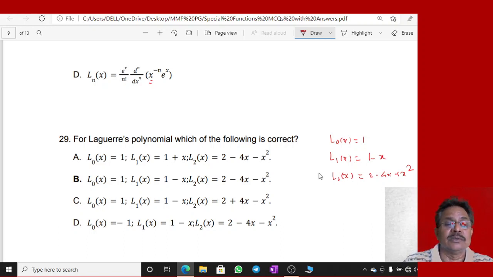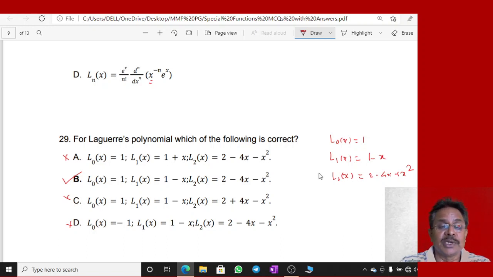And in the other options, I have made something here: it is a plus sign, then a change of the sign here is plus 4x, and there also the sign of this L0 of x is made to be minus 1. So all these options, option A, option C and option D, are not correct. The correct option is B, which is what we have obtained: L0 of x is equal to 1, L1 of x is equal to 1 minus x, and L2 of x is equal to 2 minus 4x minus x square.